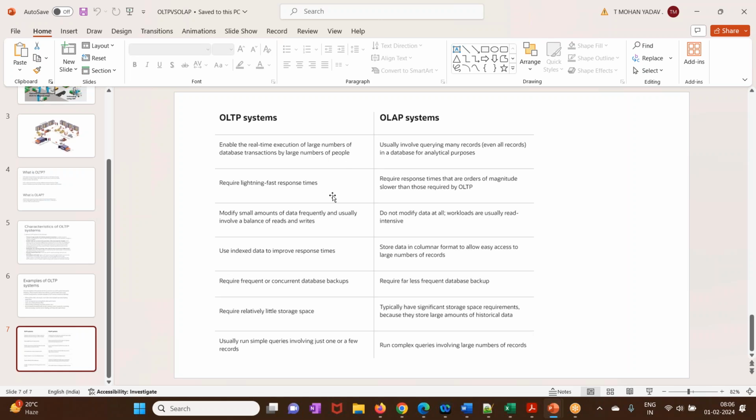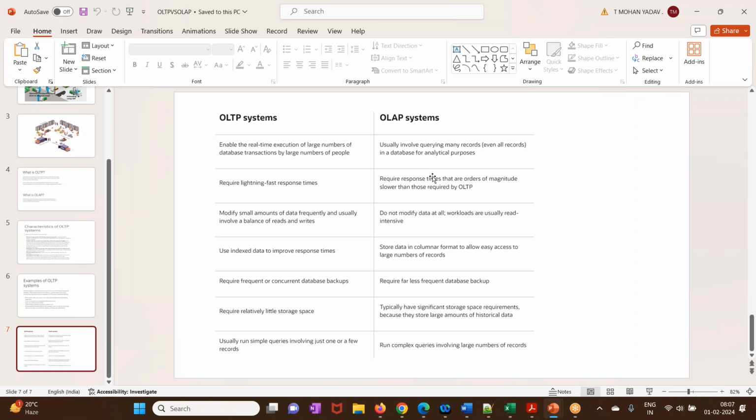Okay, in the transaction systems we work with small amounts of data, whereas in analytical processing we have a huge amount of data. We are going to store more data, so the storage space is very high in analytical processing and very low in transaction processing. We can write simple queries to fetch the data in transaction processing databases, whereas we need to write complex queries and use a lot of analytical methods to fetch the data as per the business requirement and to generate the reports. This is the major difference between OLTP and OLAP systems.